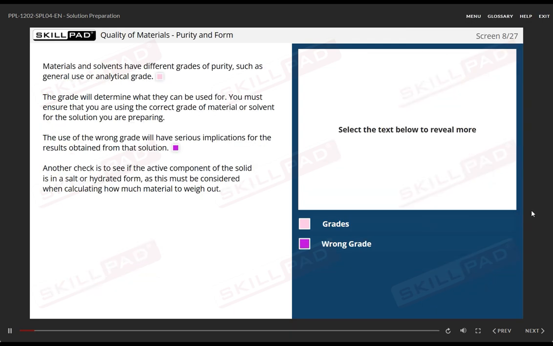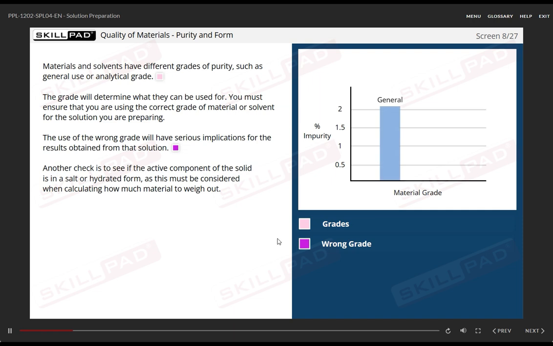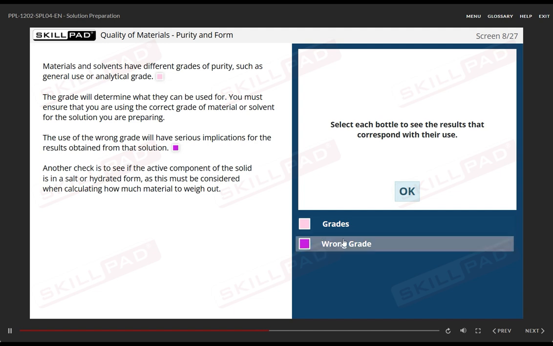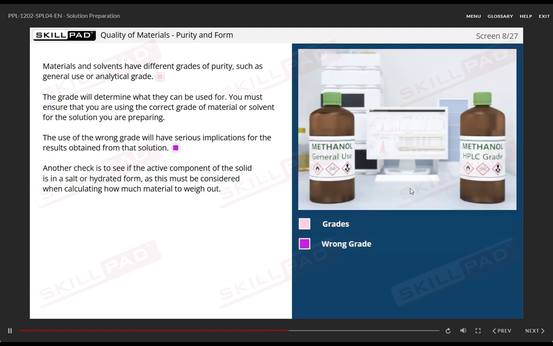Quality of materials, purity and form. Materials and solvents have different grades of purity, such as general use or analytical grade. The grade will determine what they can be used for. You must ensure that you are using the correct grade of material or solvent for the solution you are preparing. The use of the wrong grade will have serious implications for the results obtained from that solution.